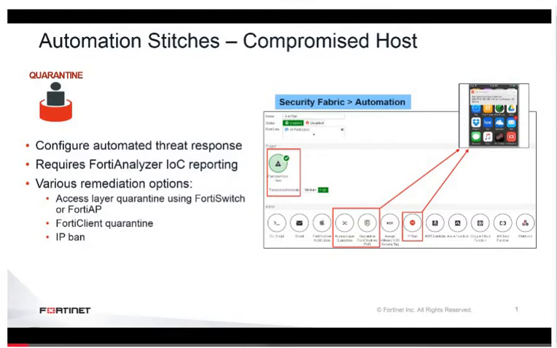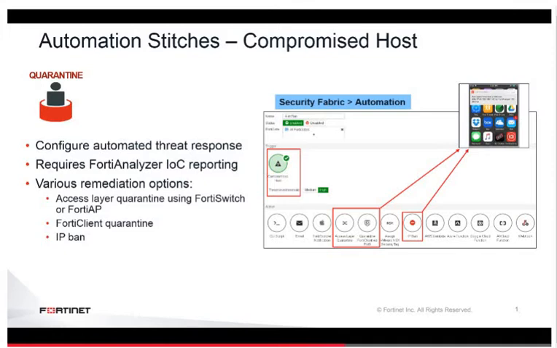You can configure the compromised host trigger to create an automated threat response stitch. This trigger uses Indicator of Compromise, IOC, event reporting from FortiAnalyzer. Based on the threat level threshold setting, you can configure the stitch to take different remediation steps. Quarantine the compromised host at the FortiSwitch or FortiAP. Quarantine FortiClient on the compromised host using FortiClient EMS.